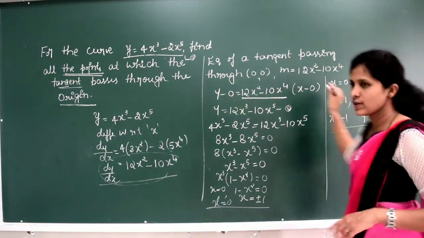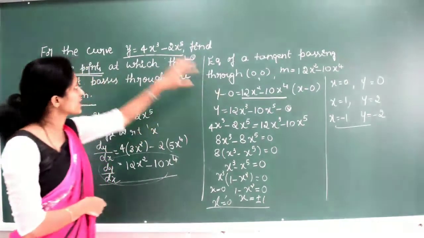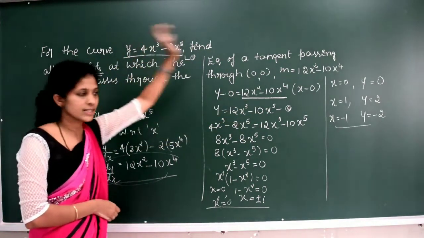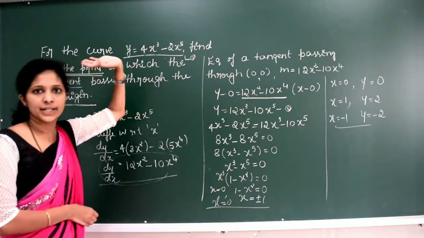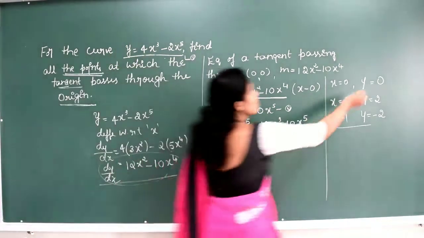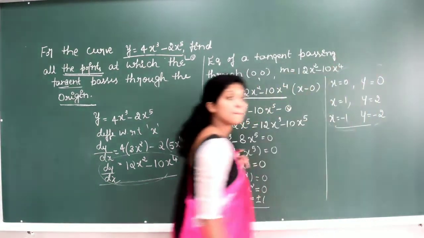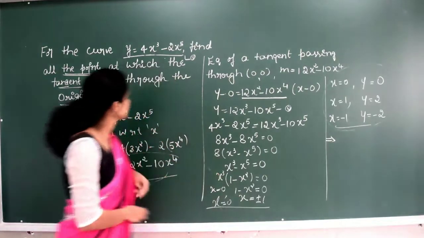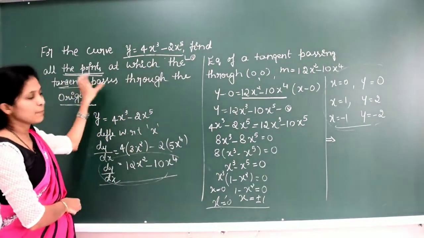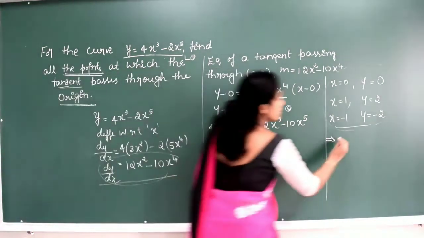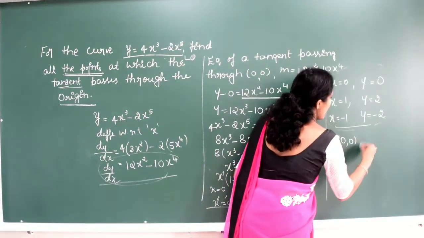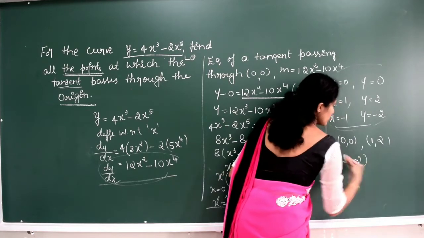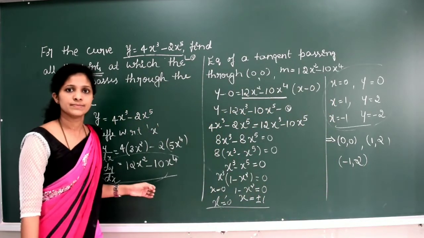I hope you understood this one. Just substitute x is equal to 0, you will get the value of y. Next substitute x is equal to 1 in this, then substitute x is equal to minus 1. So these are the points of the tangent which passes through the origin. Therefore finally you have to write that the tangent passes through the origin, and the possible points are (0, 0), (1, 2) and (minus 1, minus 2). I hope you understood this one.